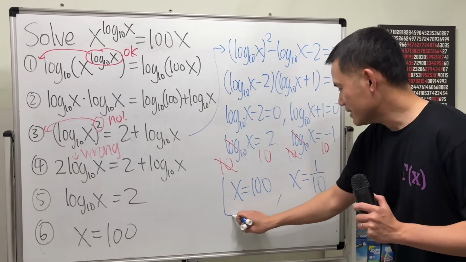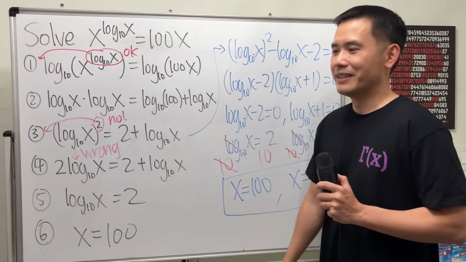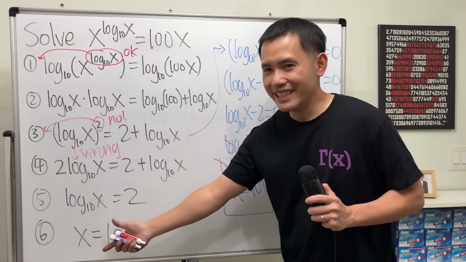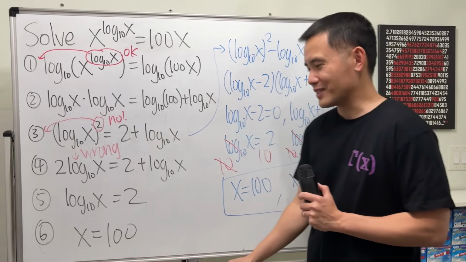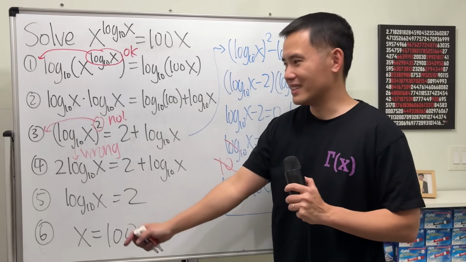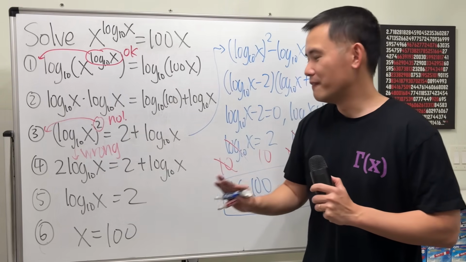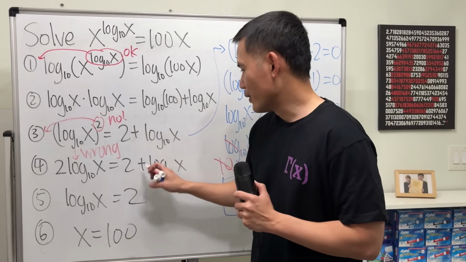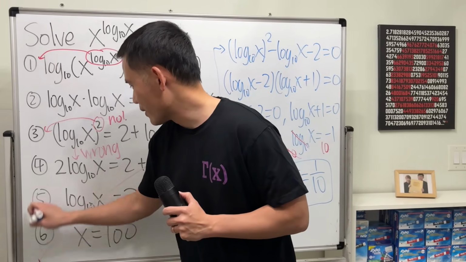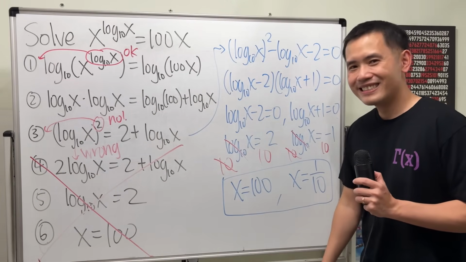So in fact, these are the solutions. And if you did this, in fact, you somehow get the 100 as well. But it's just by coincidence because this step is very, very incorrect. So let's just go ahead and cross this out from here. All right? So that's it.